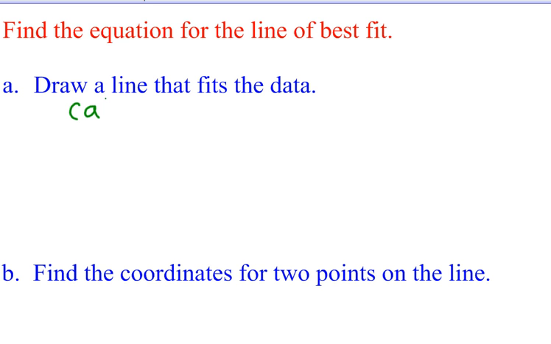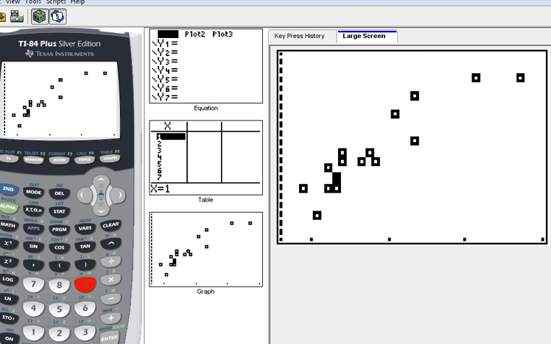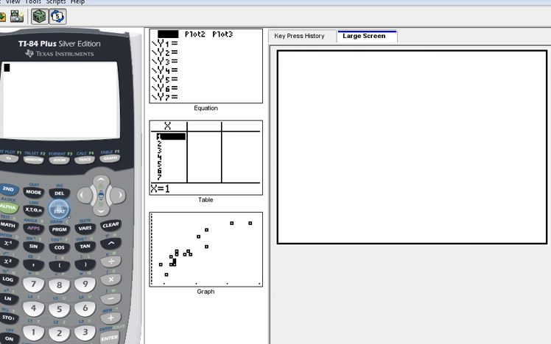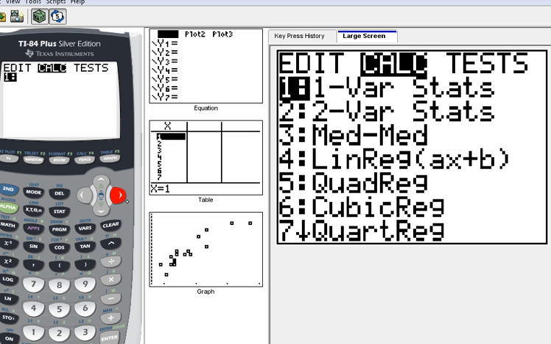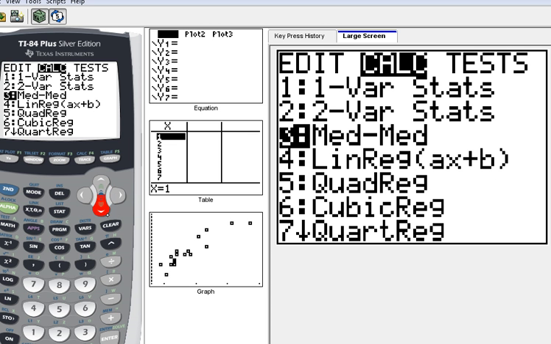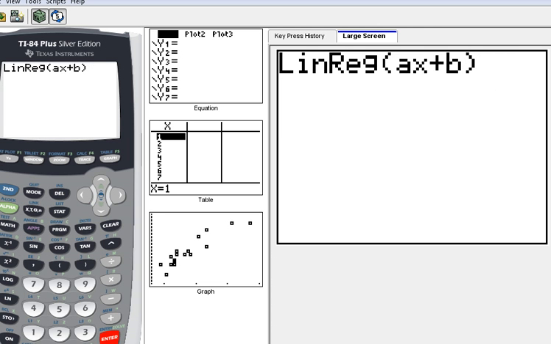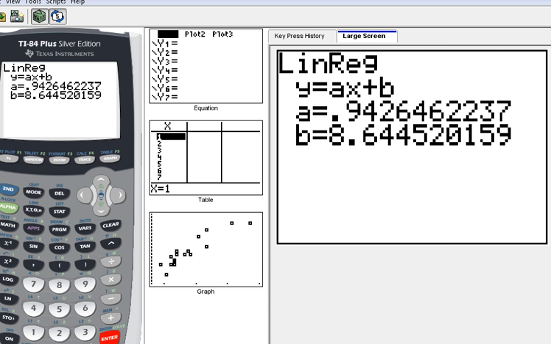So we're going to use our calculator, and right now I have the data in there already for this. I put those in, so I'm going to go second quit, and now I'm going to go to stat, then I'm going to go over to calculate, and then number 4 is our line of best fit. If you remember doing that earlier in the year. So linreg, I hit enter, and there's my line of best fit for my data. So my equation would be y equals 0.94x plus 8.64. So I'm going to put that in my notes.